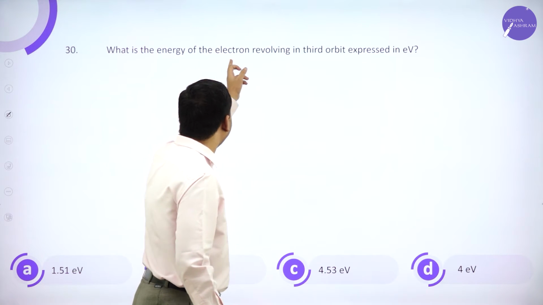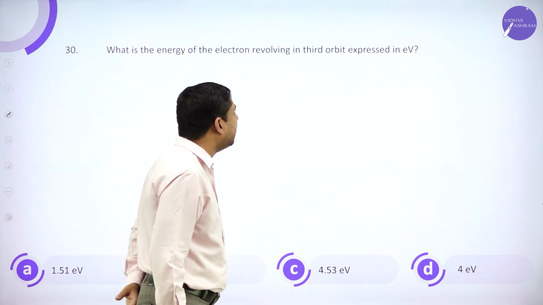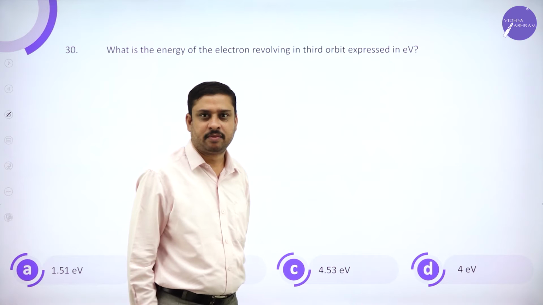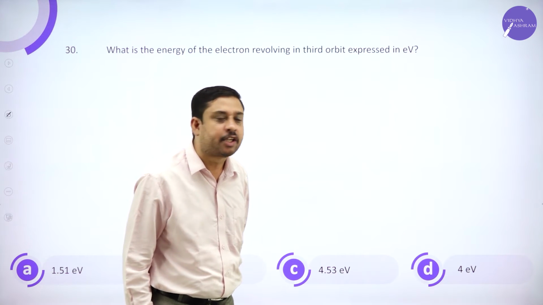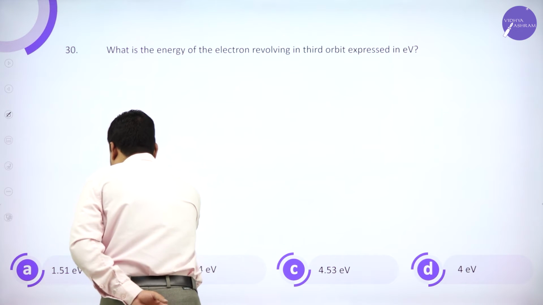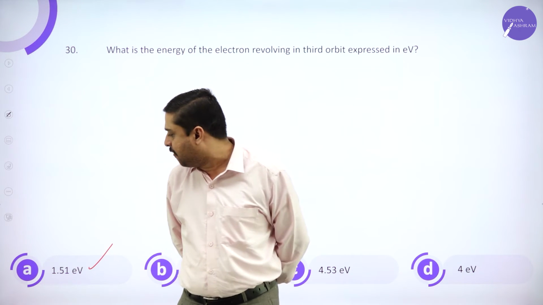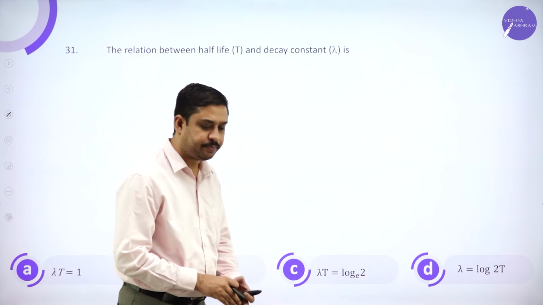What is the energy of the electron revolving in the third orbit expressed in electron volts? So third orbit energy of the electron, if you know your hydrogen spectrum, it is 1.51 electron volt. Next.